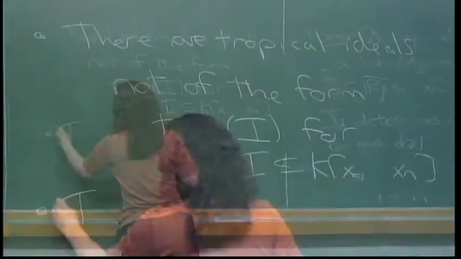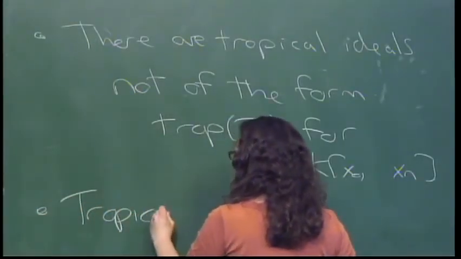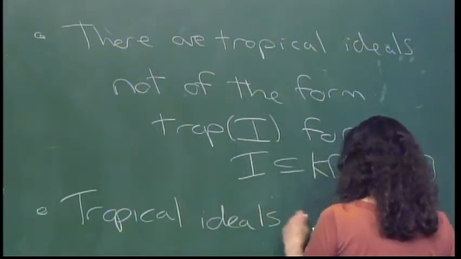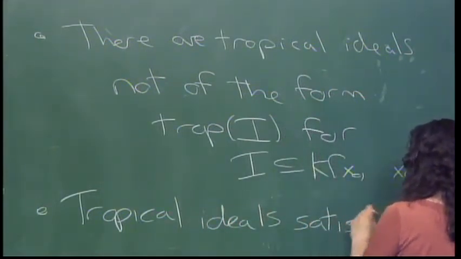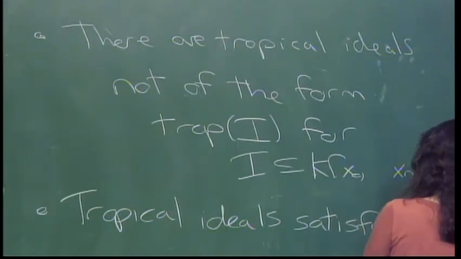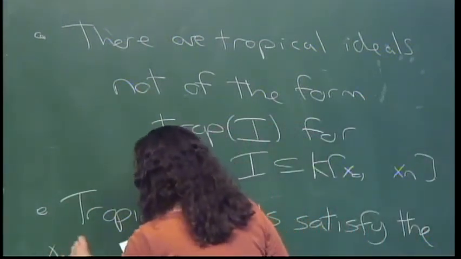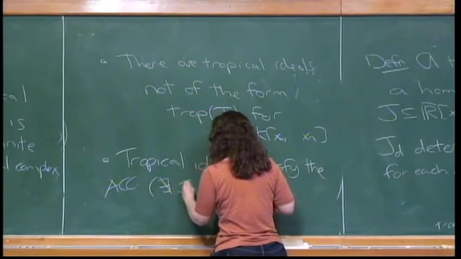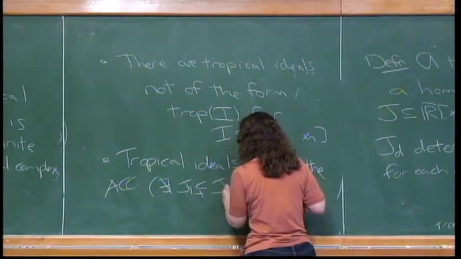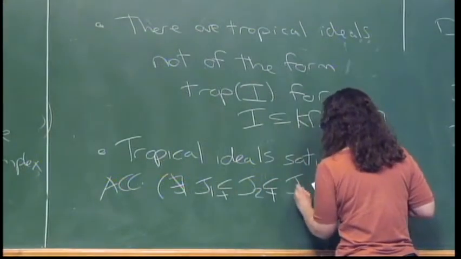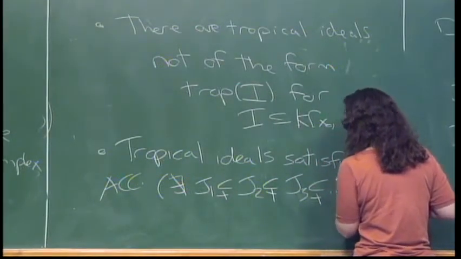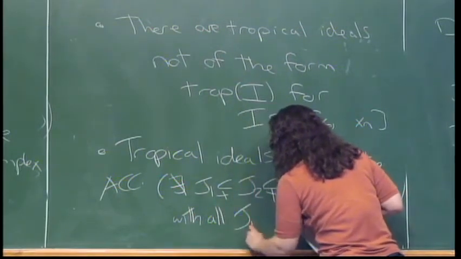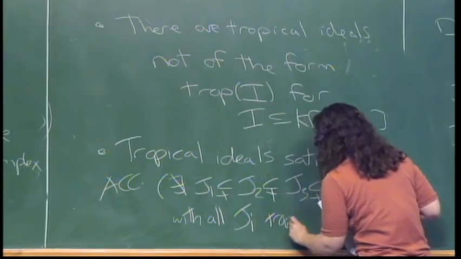But the good news is that tropical ideals still satisfy the ascending chain condition, the ACC. And what do I mean by that? There does not exist J_1 properly contained in J_2, properly contained in J_3, properly contained in ..., with all J_i tropical ideals.